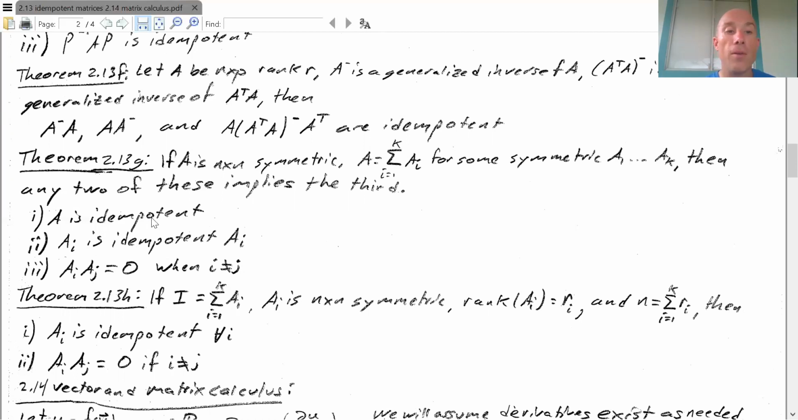If A is idempotent and each of the addends is idempotent, then A_i times A_j is equal to the 0 matrix. If A is idempotent and A_i times A_j is equal to the 0 matrix, then for free we know each of these sub-matrices is also idempotent. If each of the addends is idempotent and the product of any two different ones gives me the 0 matrix, then I know for free that A itself is idempotent. There's a lot going on in that theorem.